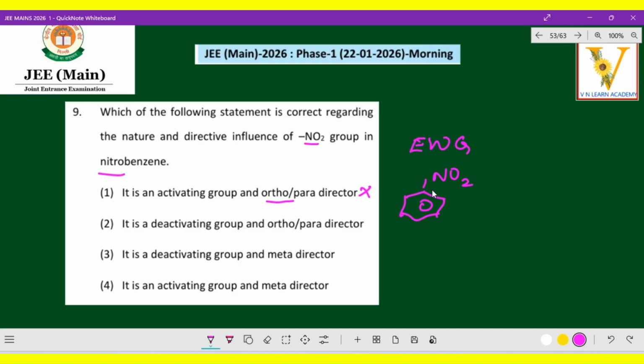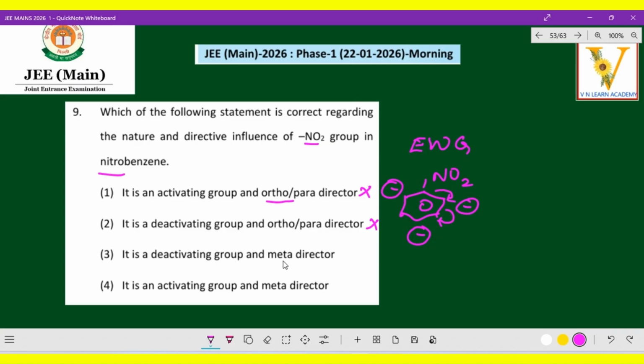Why? Because it is deactivating. Due to the delocalization of electrons, you will get a negative charge here, negative charge here, negative charge. So an ortho and para directing group is deactivating because it reduces the electron density, which will not be possible, so it will be a meta directing group. The second option, a deactivating group and ortho para director: ortho para director is totally wrong. Deactivating group, yes, I agree, but ortho para director is wrong.